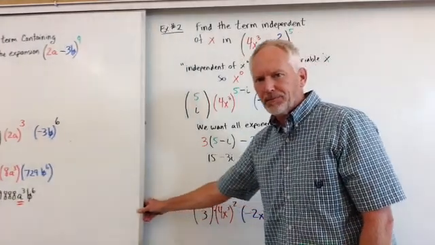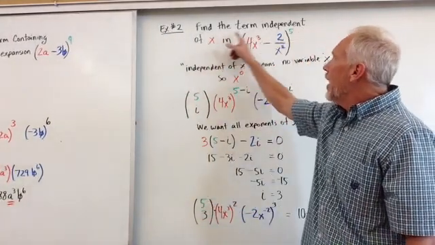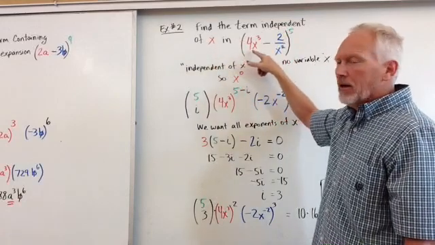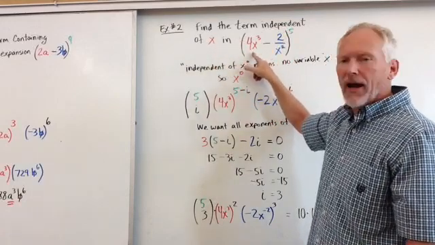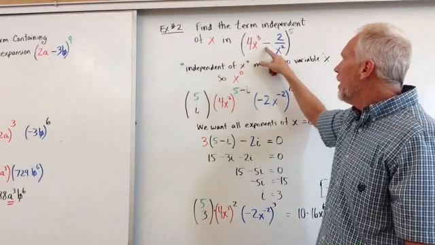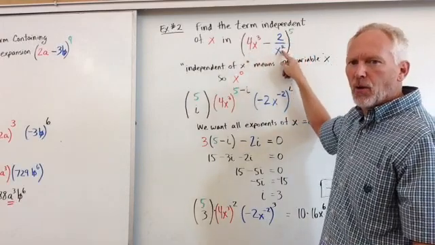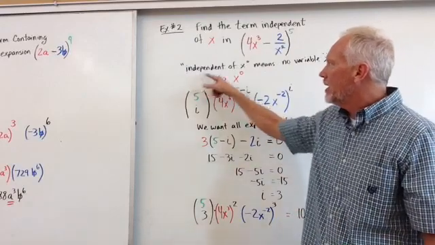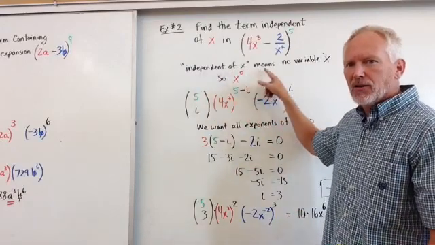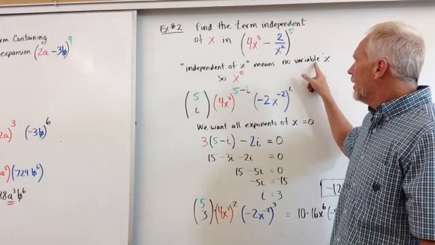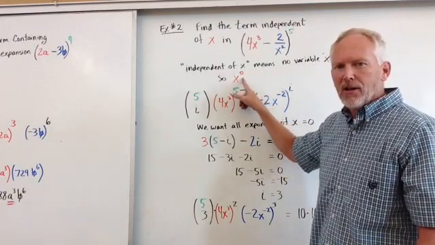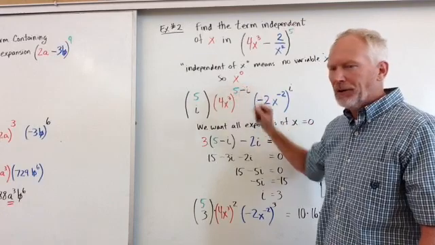Second example. It says, find the term independent of x in the expression 4x cubed minus 2 over x squared, all raised to the 5th power. All right, so what does that mean, independent of x? Basically it means that we do not want any variable x. So we're looking for where the power of x is equal to 0.